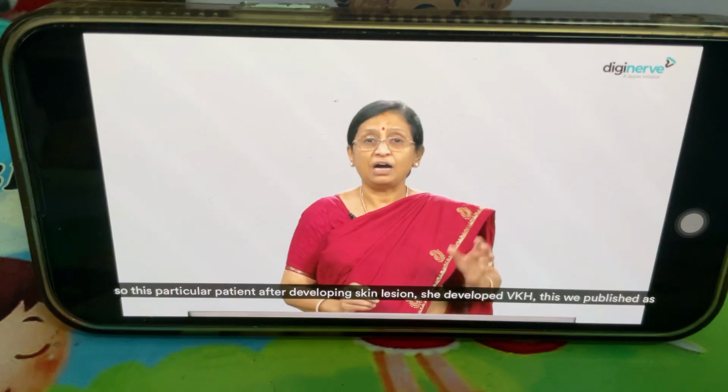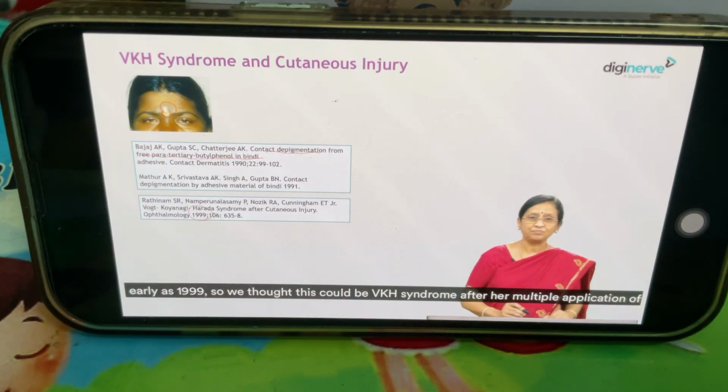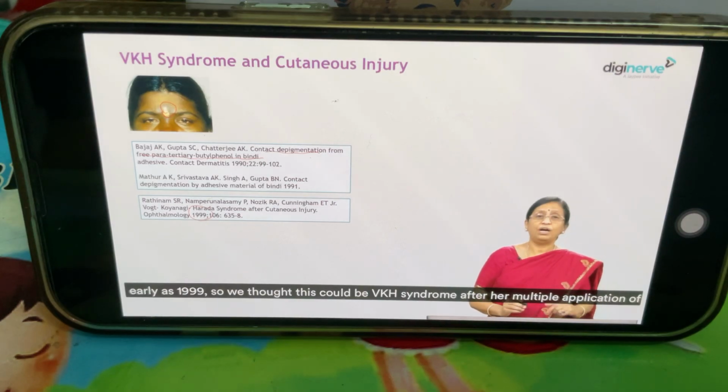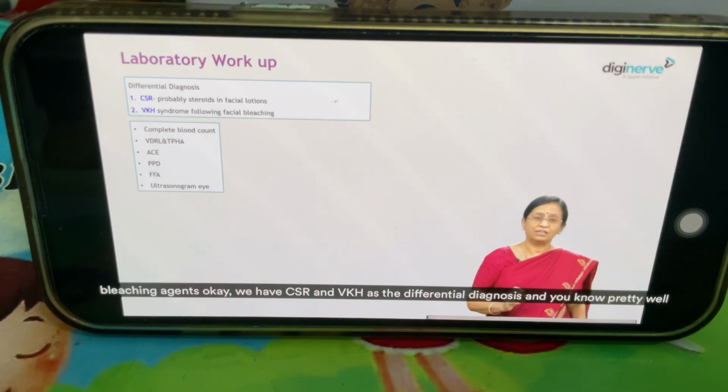So this particular patient, after developing the skin lesion, developed VKH. This we published as early as 1999. So we thought this could be VKH syndrome after her multiple applications of bleaching agents. Okay, we have CSR and VKH as the differential diagnosis.